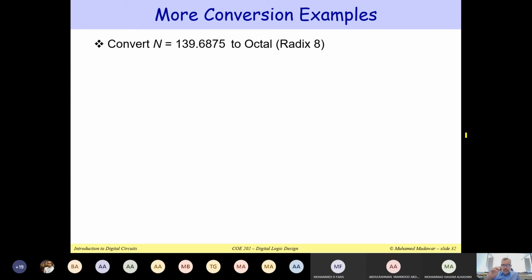Let me show you more examples. These are more conversion examples. Suppose I would like to convert to octal. This number here is in decimal, 139.6875, and I would like to convert it to octal. How do I do this?